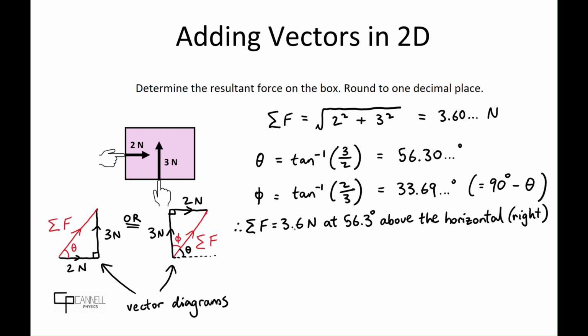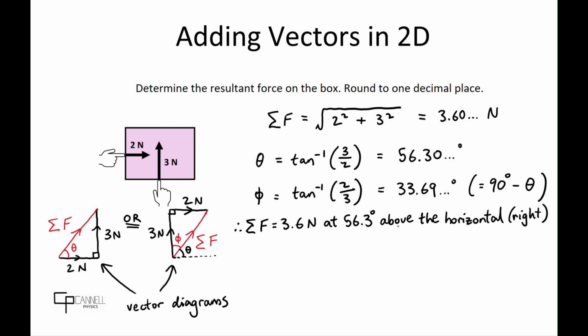So the resultant force is 3.6 newtons at 56.3 degrees above the horizontal, and in brackets I've got rightwards. So I've rounded to 1 decimal place as the question prompts me to. The 3.6 newtons, that's the easy part, that's just the magnitude we solved from the hypotenuse. The reason why we must be this specific for the direction, so 56.3 degrees above the horizontal rightwards, is because there are 4 options for the same theta angle, 56.3 degrees.